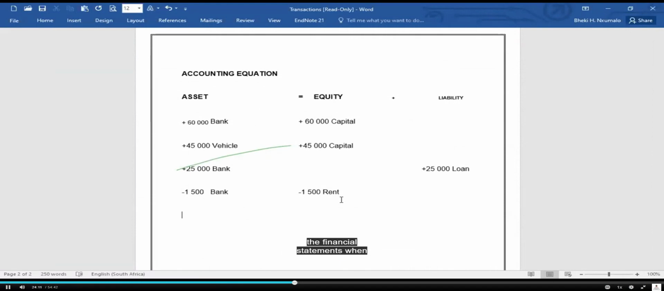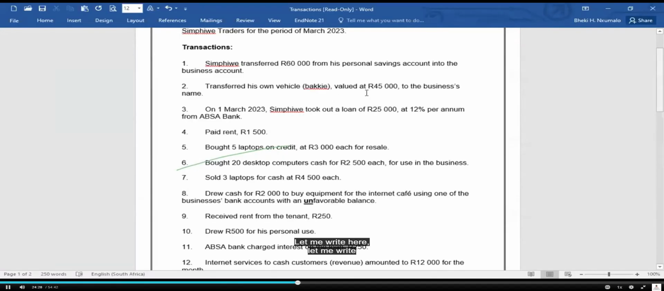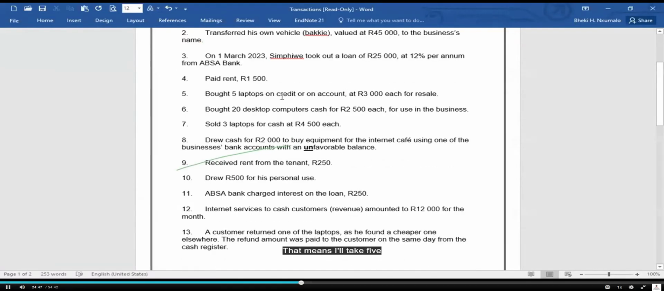Number 5, he bought 5 laptops on account. Sometimes, let me write here, on credit or on account. Because in the test, they may say he bought 5 laptops on account. Then if it's on account, it's on credit at 3,000 Rand each. So that means I'll take 5 by 3, and then it gives us 15,000 Rand. He bought using credit. In other words, it's creating a short-term debt.